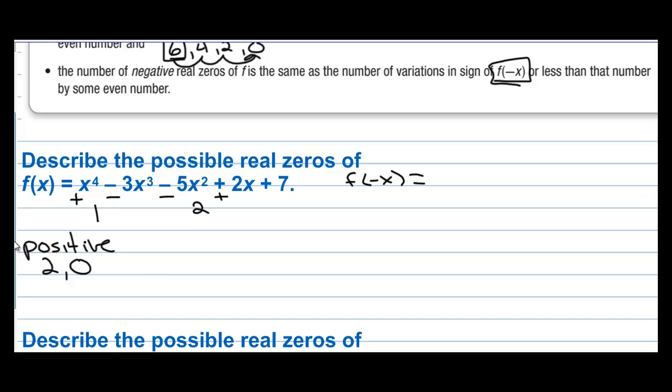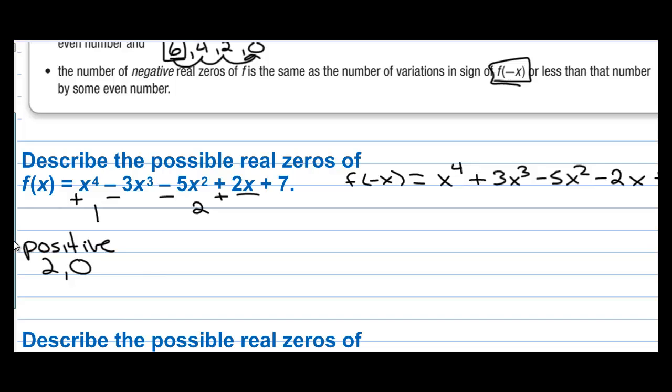If you plug negative x into x to the 4th, it's still x to the 4th. But then x to the 3rd will be negative when you plug a negative x in, so that'll be a positive 3x to the 3rd. And then if you square a negative, that stays the same, and then that's a 2x. That has an odd power, so that'll change signs. So it'll be minus 2x, and then we have plus 7. So we plugged in the negative x, and now we decide how many sign changes there are.